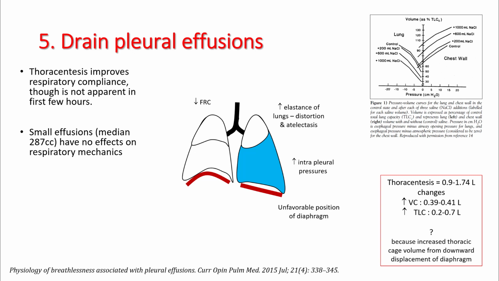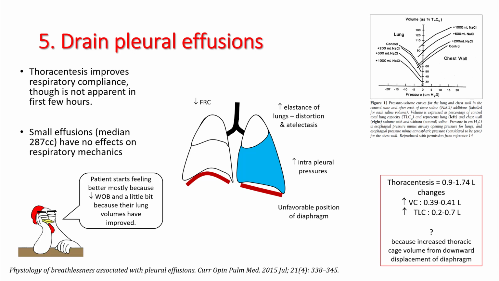The increase in volume does not correlate, as a large part of the volume that is built up is because of the downward displacement of the diaphragm. Once thoracentesis is performed, the patient starts feeling better almost immediately, and this is because of decreased work of breathing, as their intrapleural pressures are better and their diaphragm is in a much better position.